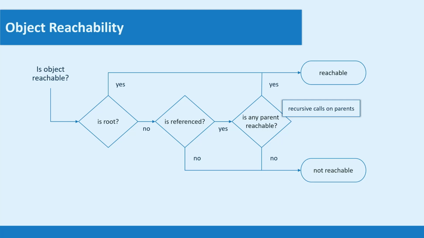So if you perform this flow for each allocated object in memory, you will understand which of them are reachable and which of them are not.